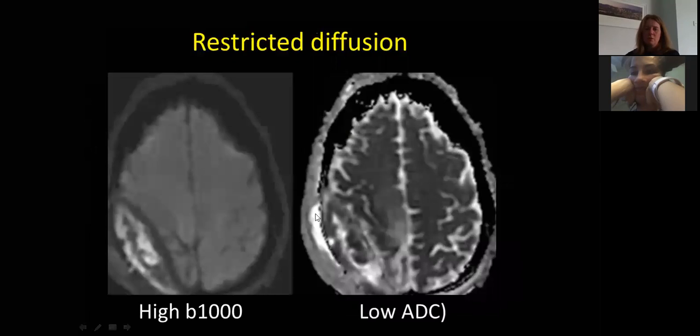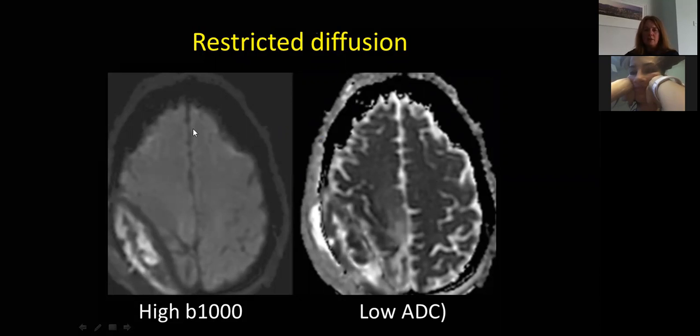So the two sequences you need to look at on MRI are the B1000 and the ADC map. So what you'll see here, if it's bright on the B1000 and it's dark on the ADC, this means it's restricted. And you'll see that actually not the entire collection here is restricted, it's only little bits of it. And we often see that, it doesn't have to be homogeneously restricted. It's the same with brain abscesses. Sometimes you've got a bit of necrosis or blood within them, so it's not always as straightforward as you might think. Anyway, that's restricted diffusion.